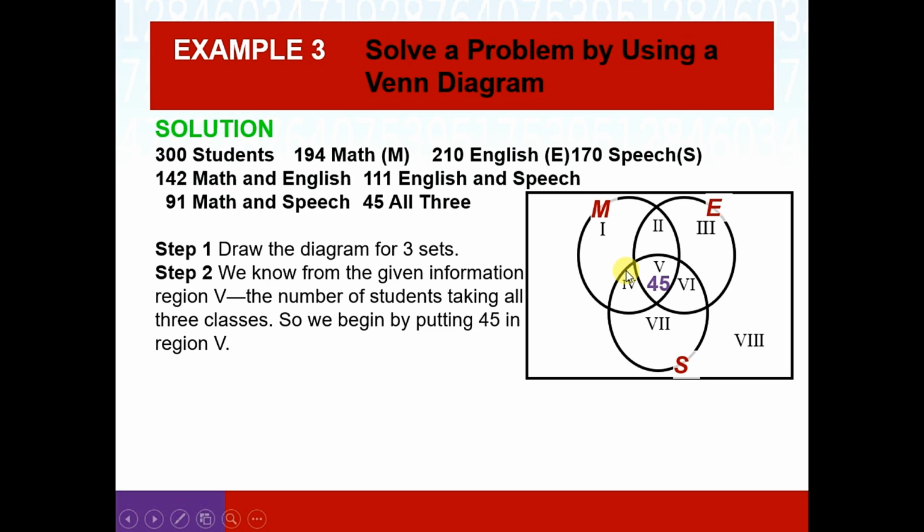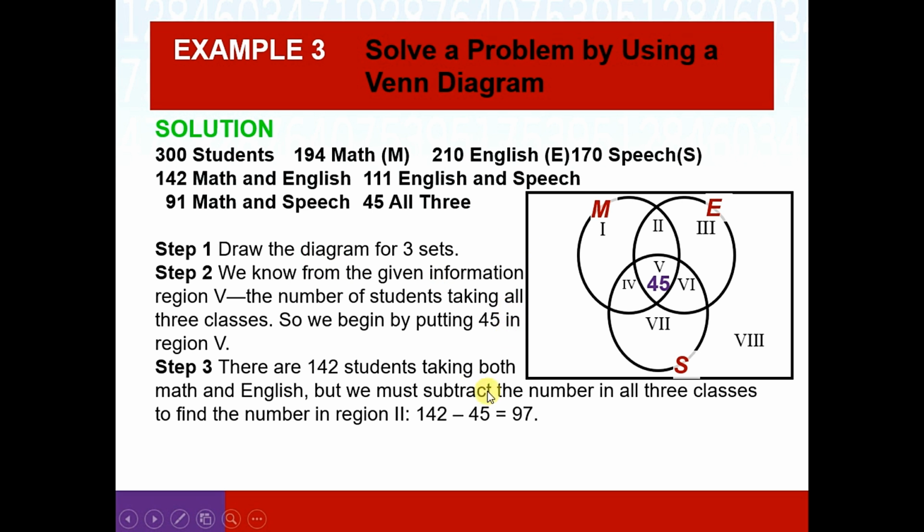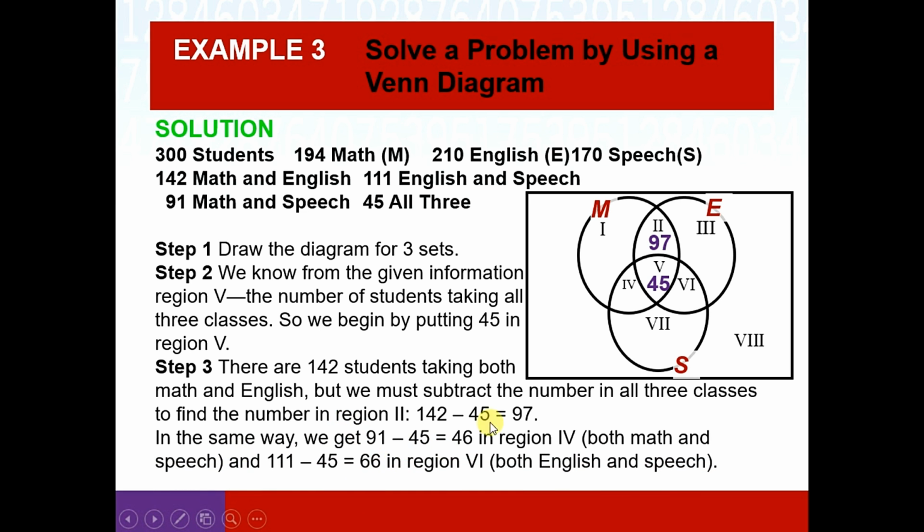Okay. Now, let us consider the intersection of two sets. There are 142 students taking math and English. Since we already have 45 here, we will subtract 45 from 142 in order to get the value in region 2. So that is 97. So we will put 97 in our region 2. Now, continuing in the same way, we will get 91 students for math and speech. This is the math, this is the speech. So this is the intersection of math and speech, alright?